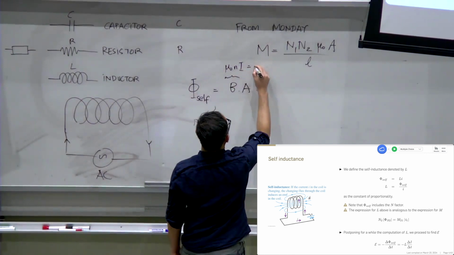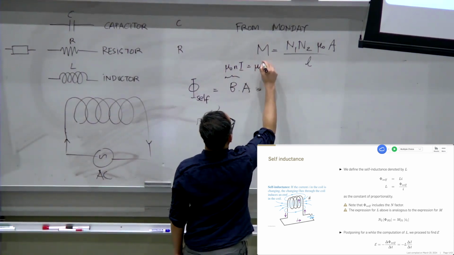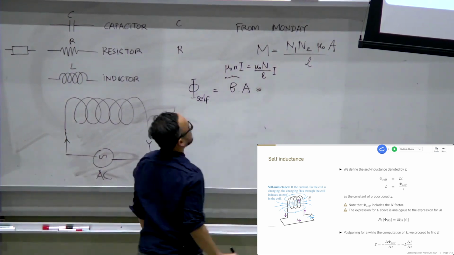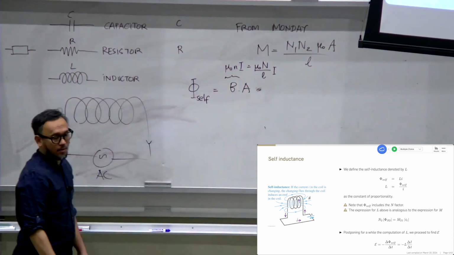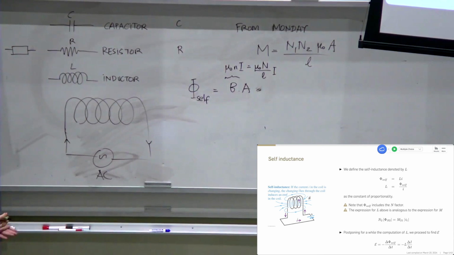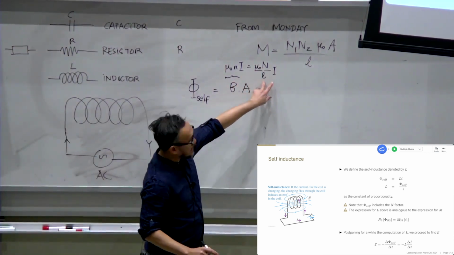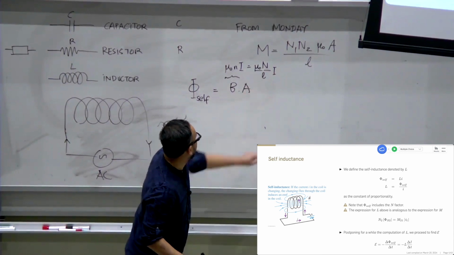And here n is equal to the number of turns divided by the length, so it's a function of length also. So N is the total number of turns and L is the total length.